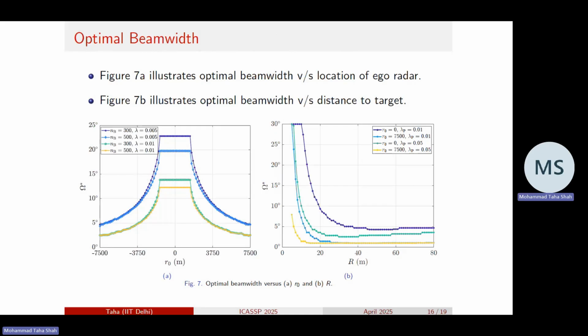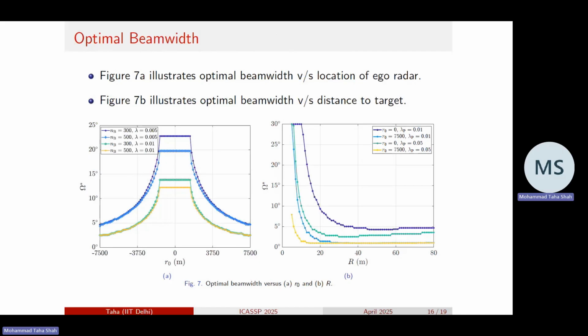In Figure A, we plot the optimum beam width versus R0 for different values of NB and intensity of vehicles. Here we observe an interesting trend. As the R0 increases, the optimal beam width first increases, then saturates in a given region, then again decreases. This behavior might seem counterintuitive at first glance. One might logically assume that optimal beam width should be higher outside the city compared to within the city limits, given the sparser street networks. However, we observe the opposite trend.